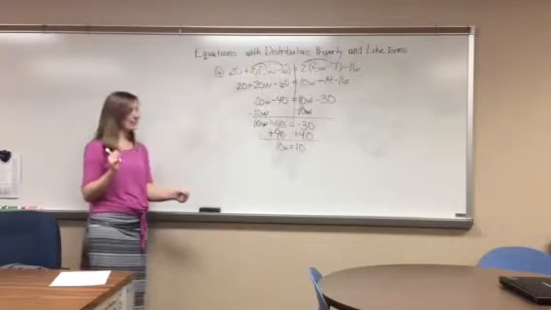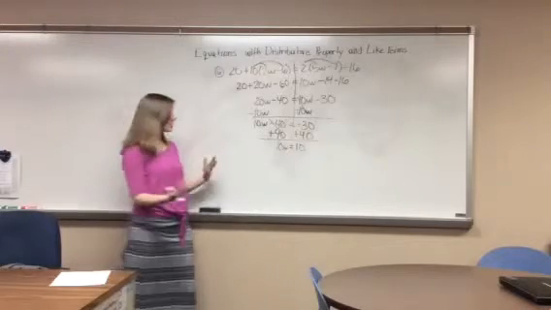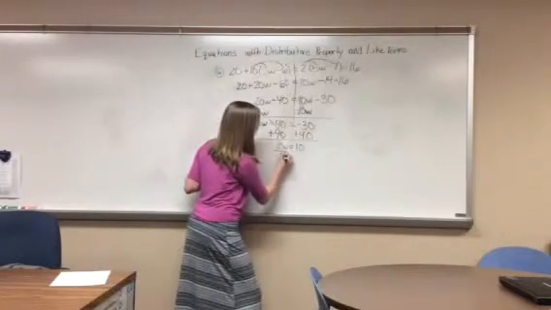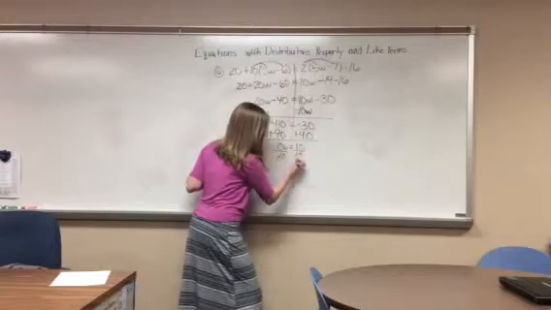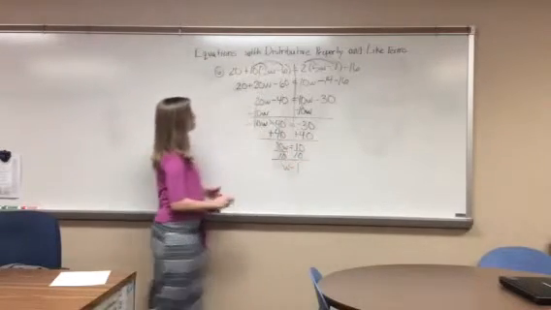We're almost finished. One last step. This is 10 times w. So the opposite would be divide. I'm going to divide both sides by 10. The 10's cancel. I get w equals positive 1 as my answer.